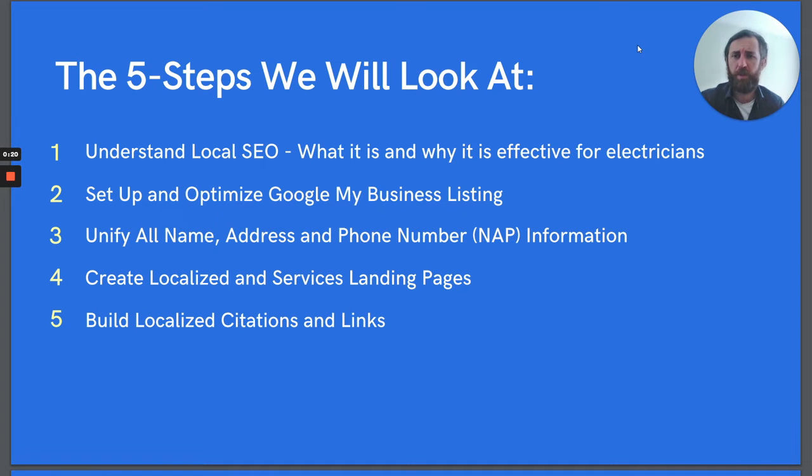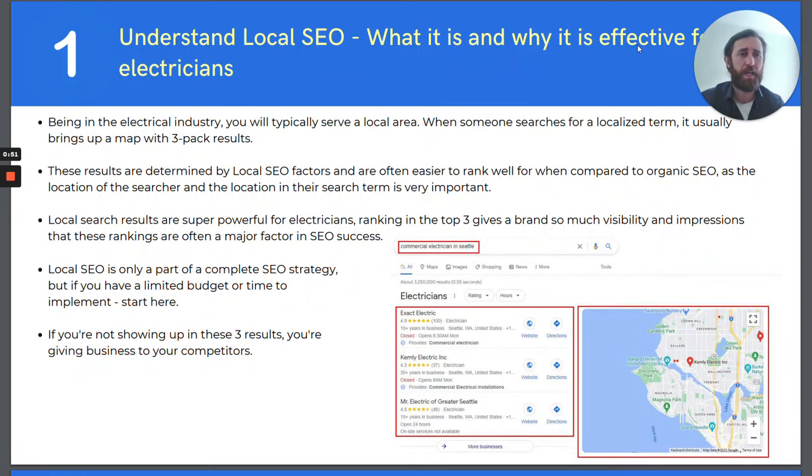So understanding local SEO, what it is, why it's effective for electricians; set up and optimize a Google My Business listing; unify all NAP information, so name, address, phone number of the business; create localized and service landing pages; and build local citations and links. Those are the 5 steps we're typically going to look at. And you also want to look to get more Google reviews over time, but that should happen naturally if you're reaching out to your customers.